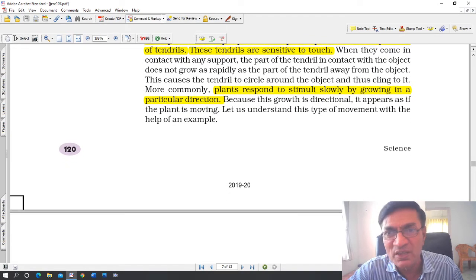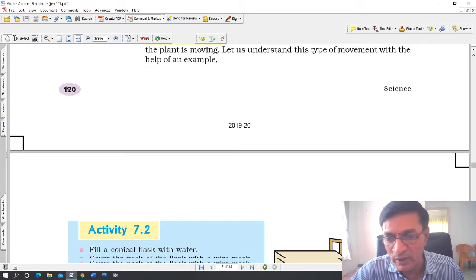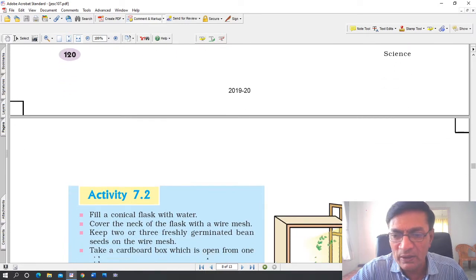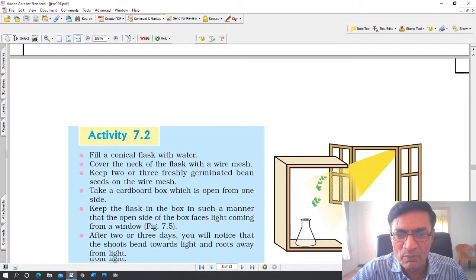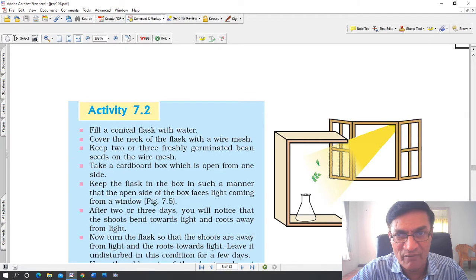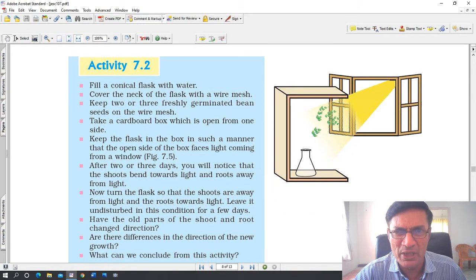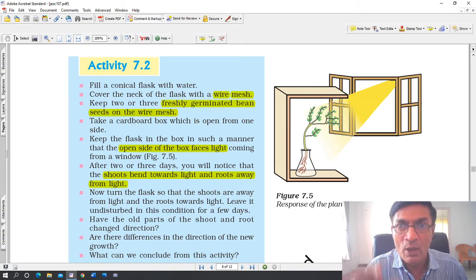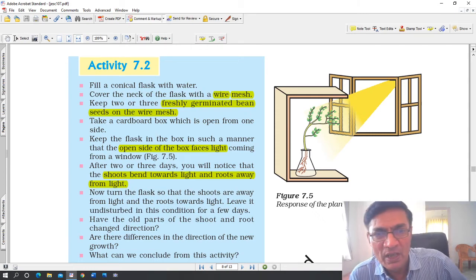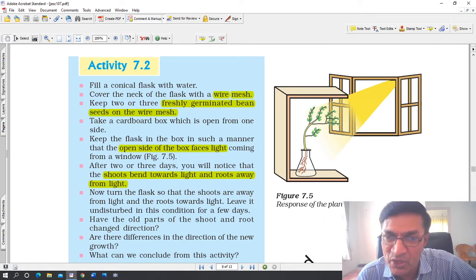Let us take an example of this kind of movement where a plant shows directional movement due to growth. Okay, look at this activity here now. This activity shows: fill a conical flask with water, cover the neck of the flask with a wire mesh, wire netting. Keep 2 or 3 freshly germinated bean seeds on the wire mesh. Bean seeds, for example rajma seeds. Rajma seeds are big, brown in color and easily visible because they are shaped like a kidney. Okay, cover the neck of the flask with a wire mesh. Keep 2 or 3 freshly germinated bean seeds on the wire mesh.